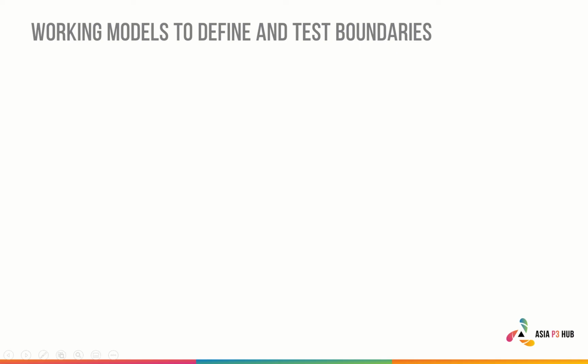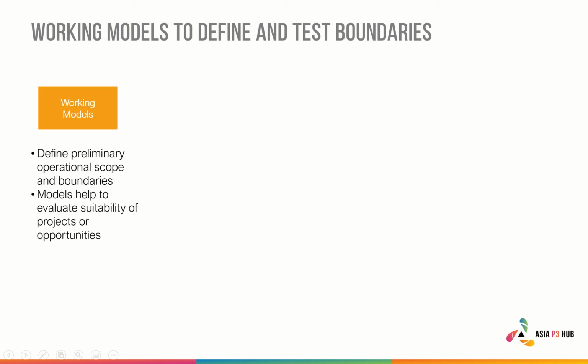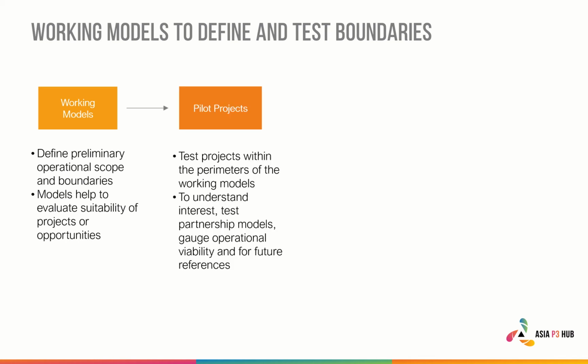So for conveners, ecosystem developers, or middlemen like ourselves, here's how we think you might be able to get a working product starting from a working model. We use some proposed working models to define our rough operating boundaries or just to facilitate conversations. Hopefully, from the various discussions within your working models, you will end up with a suggestion that goes further, resulting in a pilot project. The pilot project will hopefully help us to understand interests of all parties involved, test partnership models, gauge operational viability for future references.